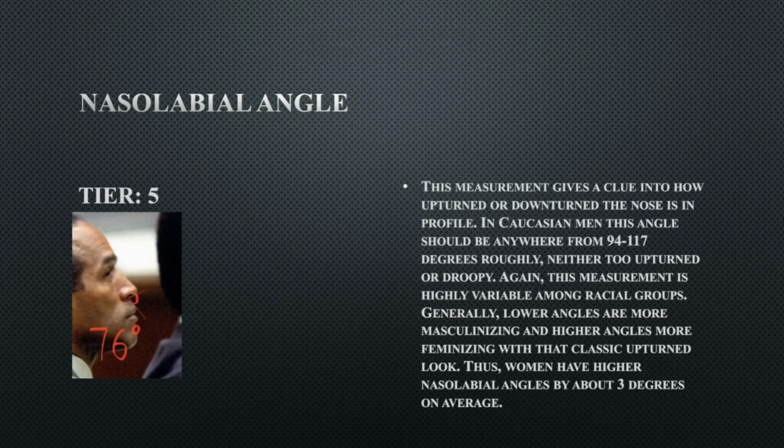Nasolabial angle, so this measurement determines how droopy or upturned the nose is, and his is at a lower end at 79 degrees. And this is also another flaw. And like I said again, this droopy nose is also going to affect the other measurements, as you will see later on.